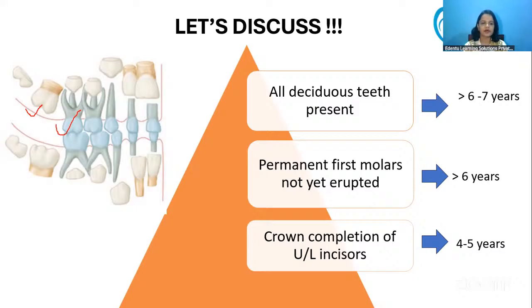And look at the permanent first molars. They have not yet erupted into the oral cavity. That is another major clue. That shows that the patient is below 6 years, because usually the eruption time of the permanent first molars is 6 years of age. So they have not yet erupted into the oral cavity.